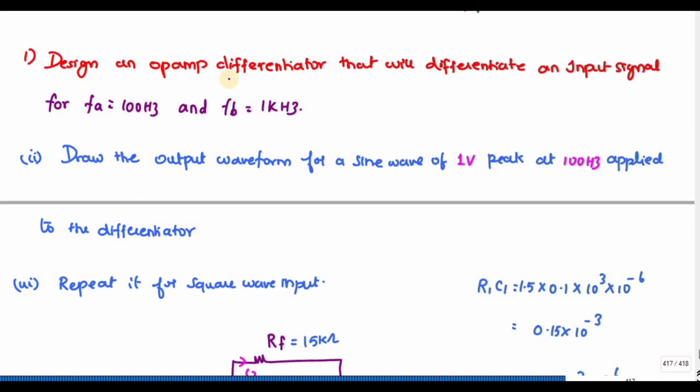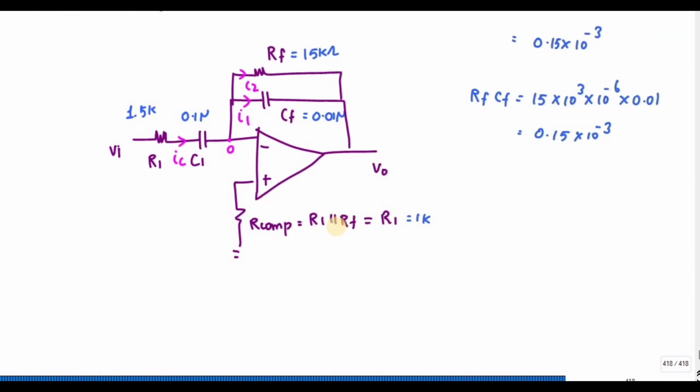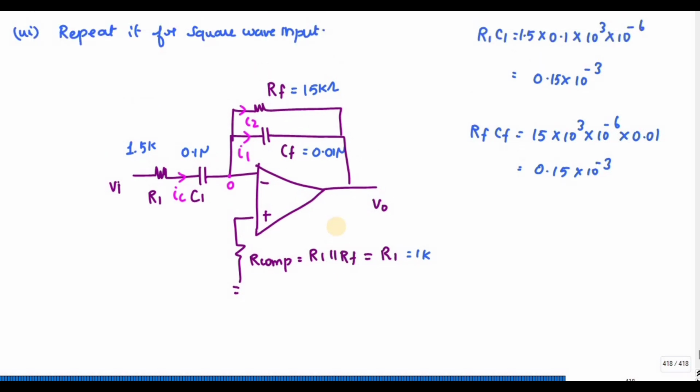So the question is: design an op-amp differentiator that will differentiate an input signal for FA equal to 100 Hz and FP equal to 1 kHz. The second question is draw the output waveform for a sine wave of 1 volt peak at 100 Hz applied to the differentiator. Repeat it for a square wave input. So this is the circuit which I am going to give.